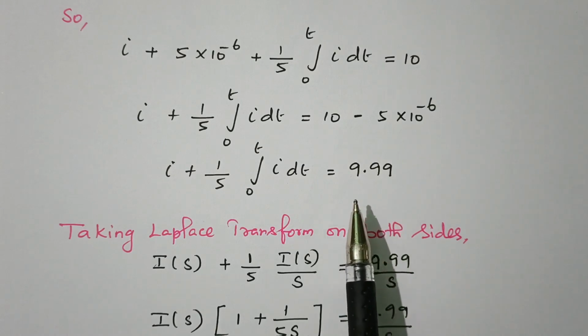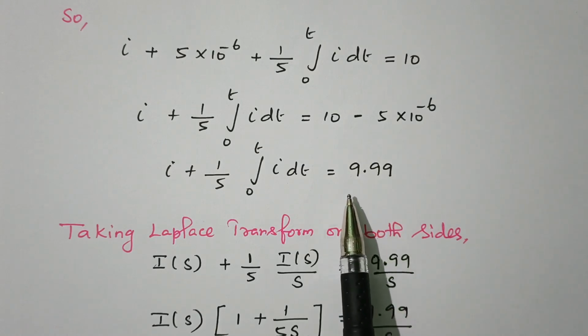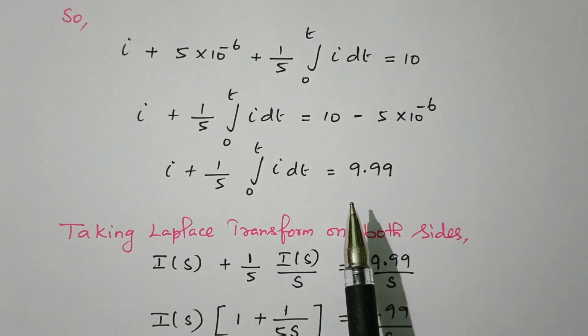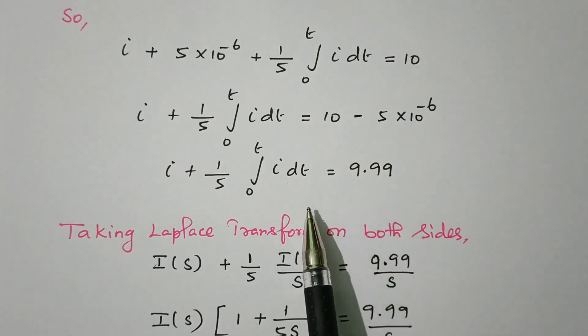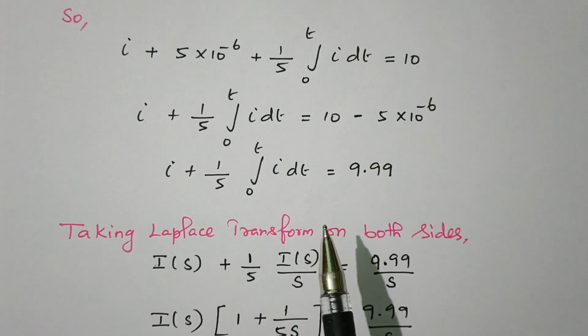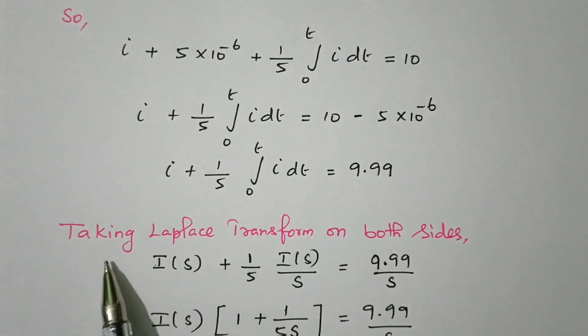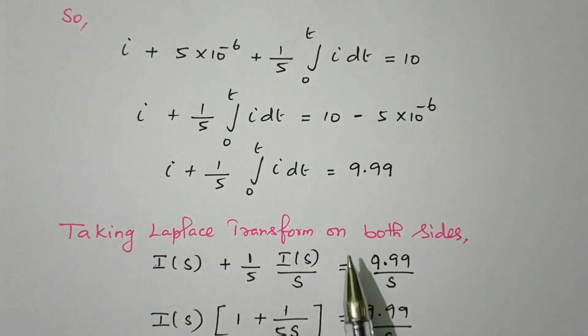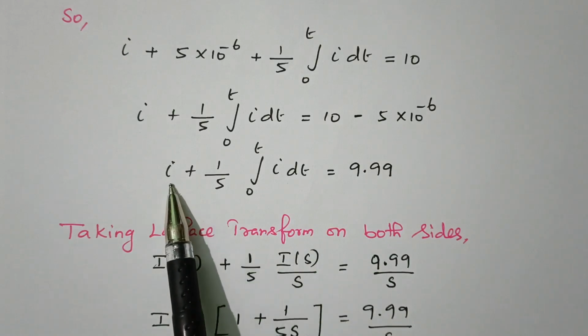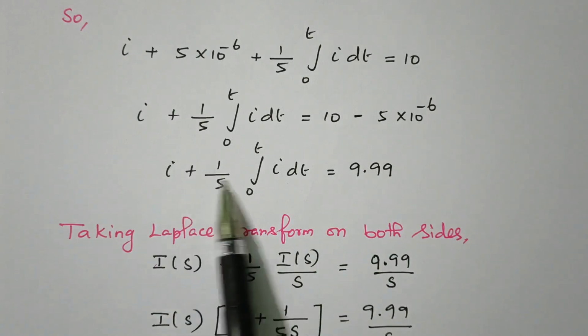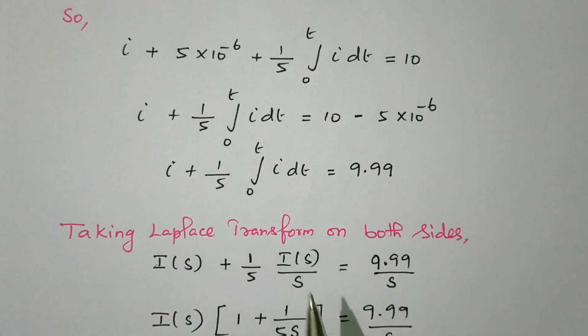Now we need to take the Laplace transform on both the sides in order to find the transient current. Right? First we will take Laplace, then we will take inverse Laplace, so that we will get the transient current. So taking Laplace transform on both the sides. So Laplace of I is I of s. The t domain is now converted into s domain.